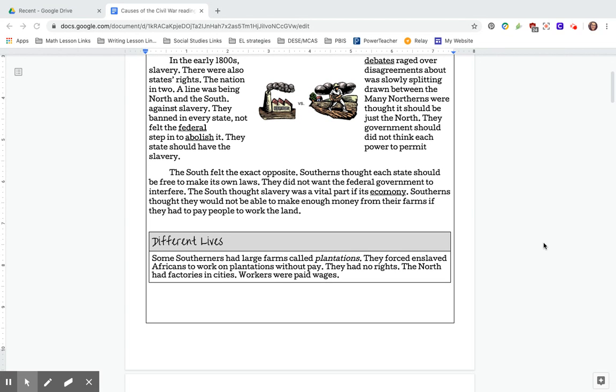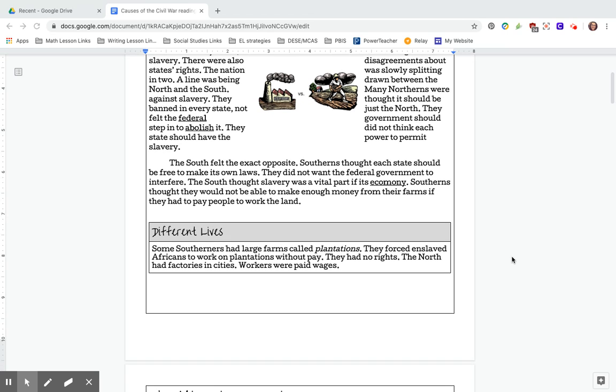Different lives. Some Southerners had large farms called plantations. They forced enslaved Africans to work on plantations without pay. They had no rights. The North had factories in cities. Workers were paid wages.